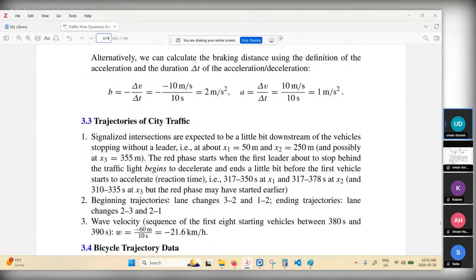So here it says beginning trajectories, lane changes 3 to 2 and 1 to 2. That is correct. They are either coming from lane number 3 or lane number 1 to lane 2. Ending trajectories, lane changes 2 to 3 and 2 to 1. So that's correct. Now the final question.